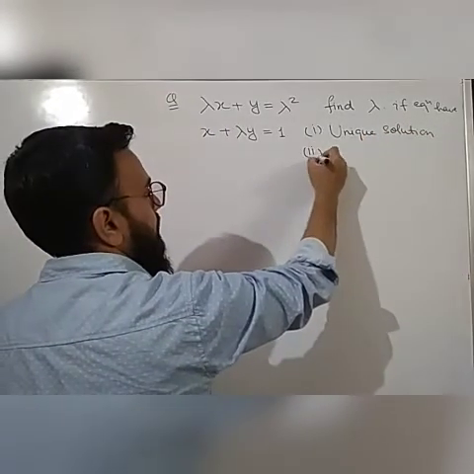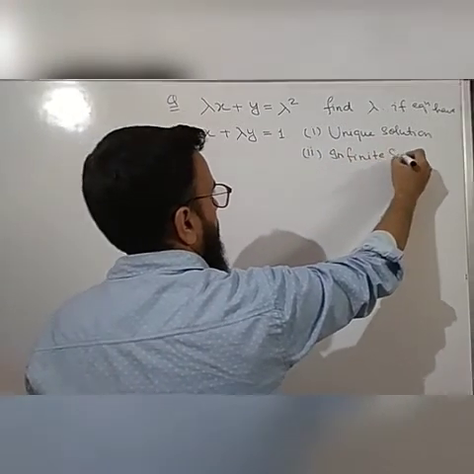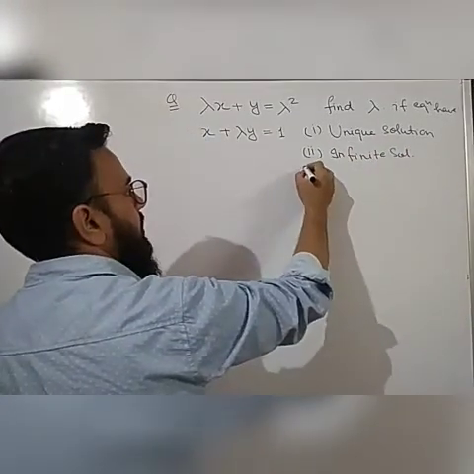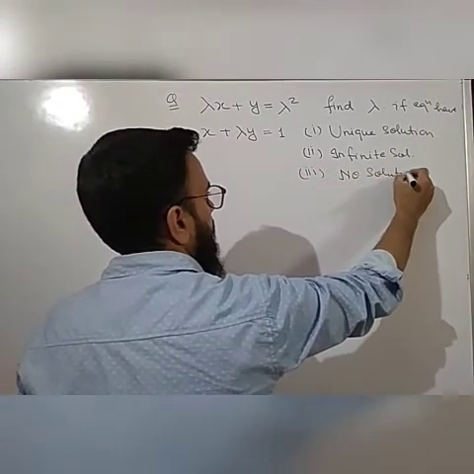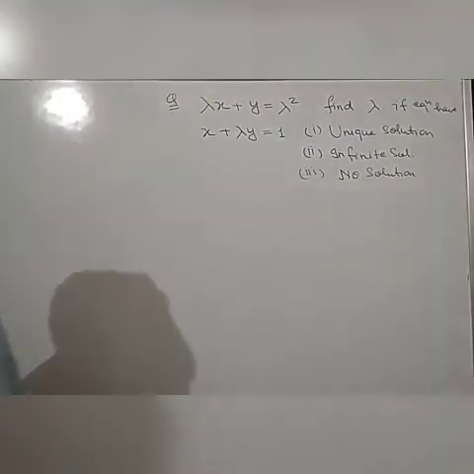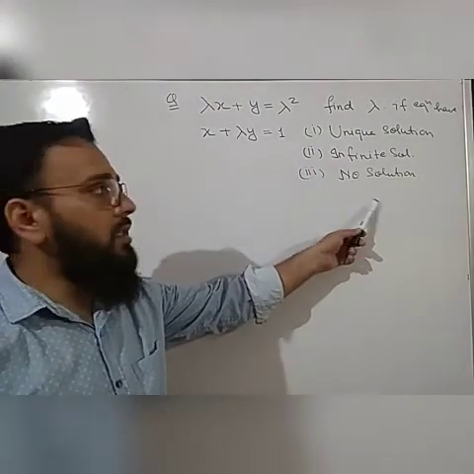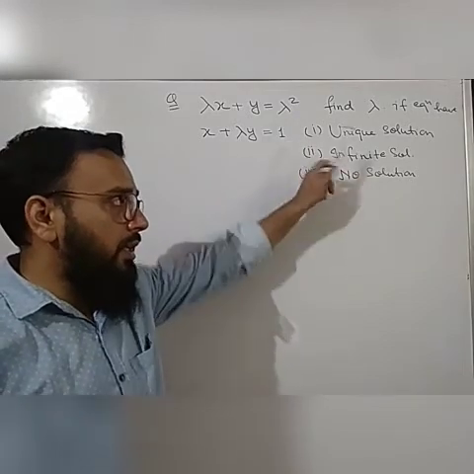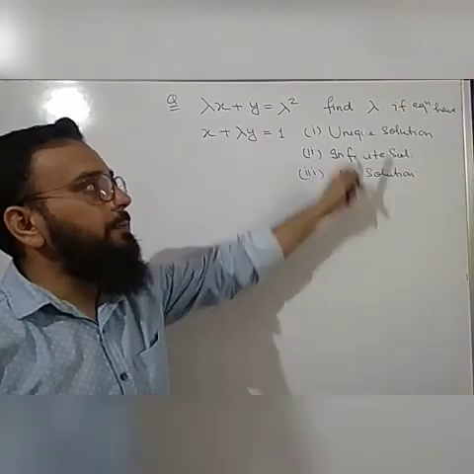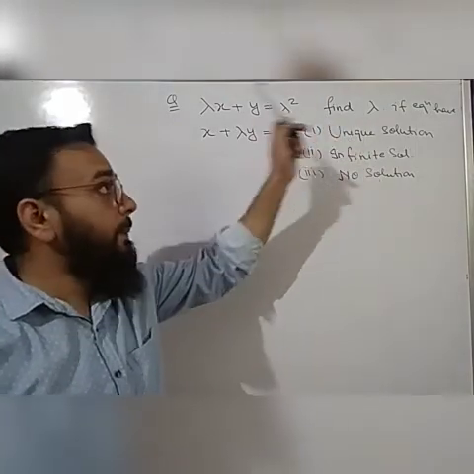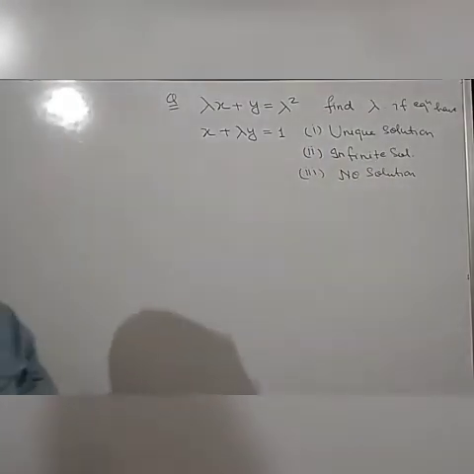Second part is infinite solution. And third part is no solution. We have to find the value of lambda for all the three conditions. Means if these equations have a unique solution, then what will be the value of lambda? If these equations have infinite solutions, then what will be the value of lambda? And if these equations have no solution, then what will be the value of lambda?